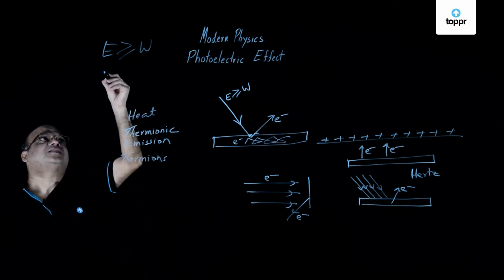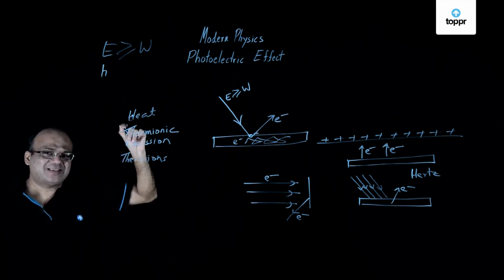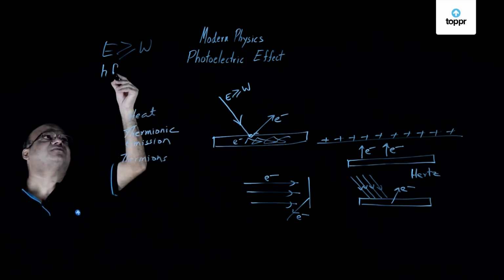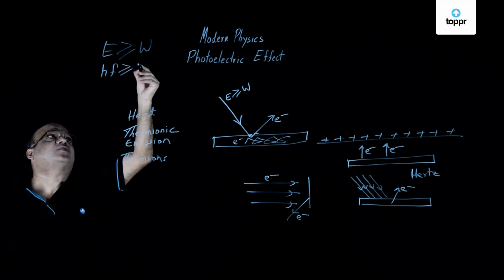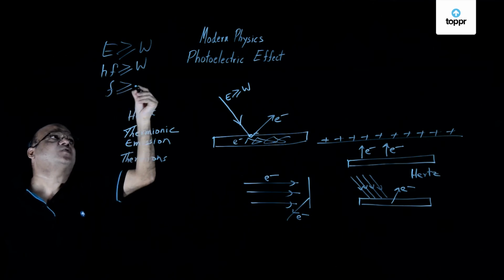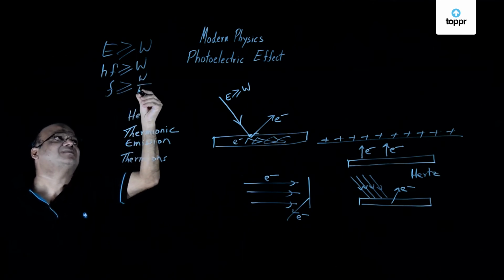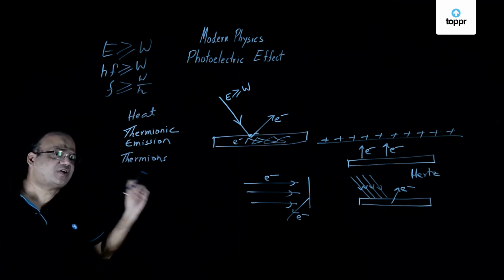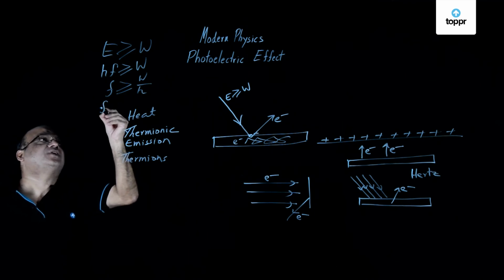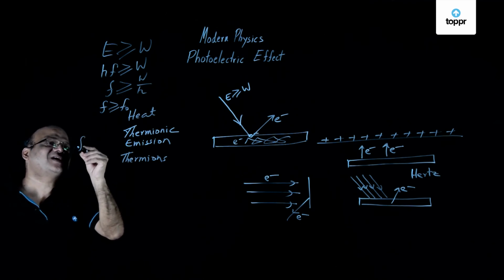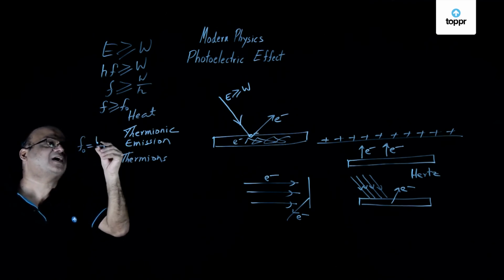Therefore, the photoelectric effect occurs when energy is more than or equal to work function. Energy is given by hf. That should be more than or equal to work function. Therefore, frequency should be more than or equal to work function by h. This work function by h, we call it threshold frequency. So, f should be more than or equal to f naught. Remember the formula for f naught? f naught is work function by Planck's constant.